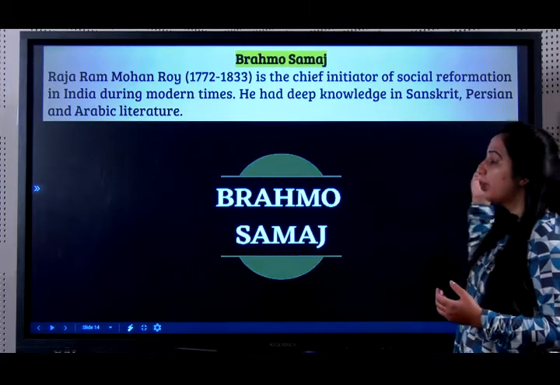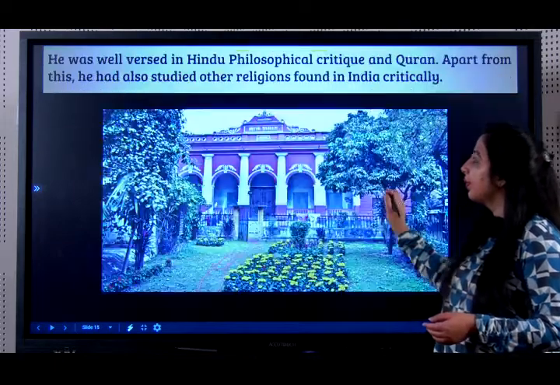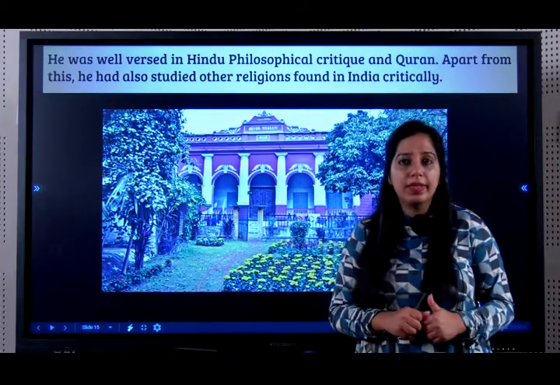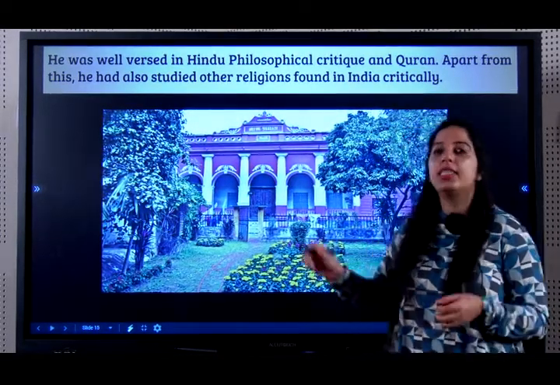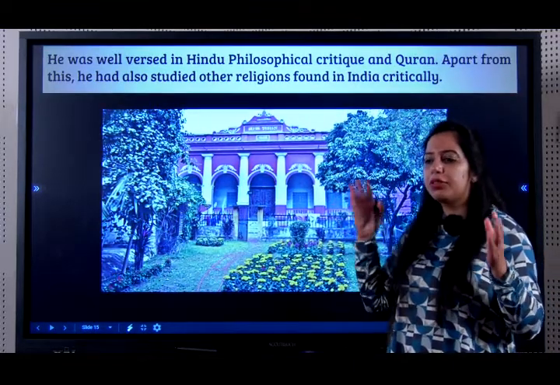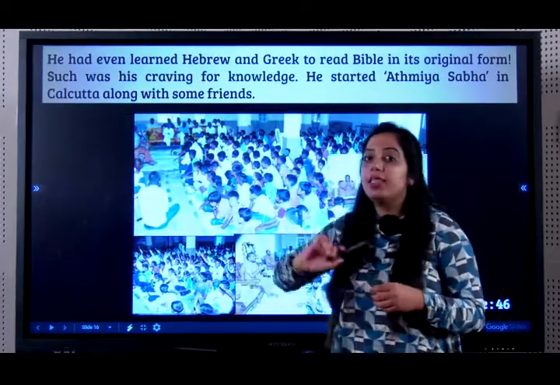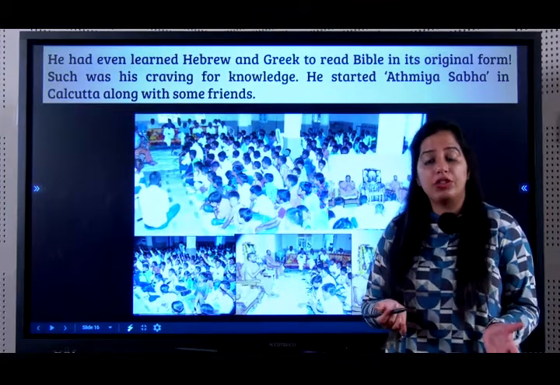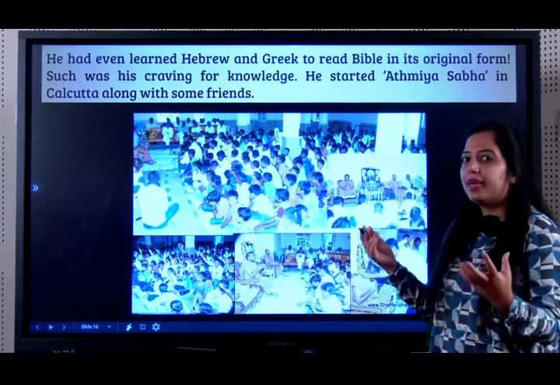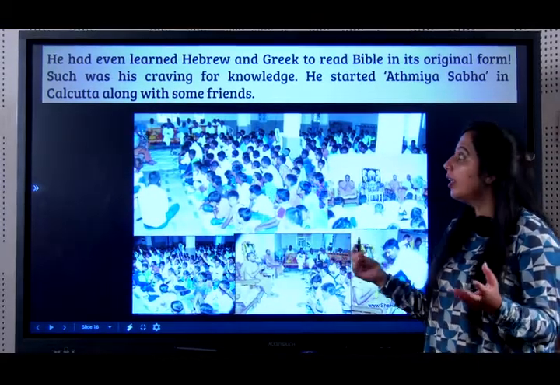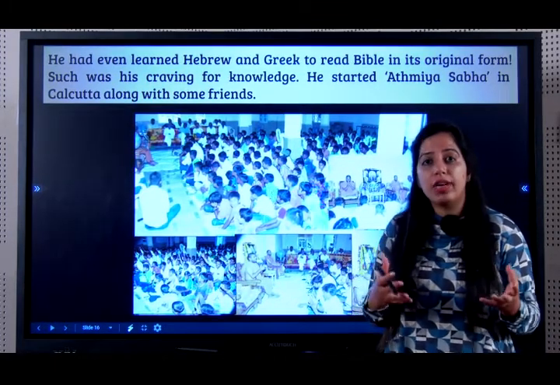He knew Sanskrit, he knew Persian, he knew Arabic literature, like he knew so many languages, so he was very well read. He knew Hindu philosophies very well, he even knew the Quran, and he had also studied other religions in detail. And he was very critical. He used to look at everything from a very scientific point of view. He had even learned Hebrew because he wanted to know what Christianity is all about as well. And he even learned Greek because he wanted to read the Bible in its original language. So he had a lot of craving for knowledge to understand what is right, what is wrong.